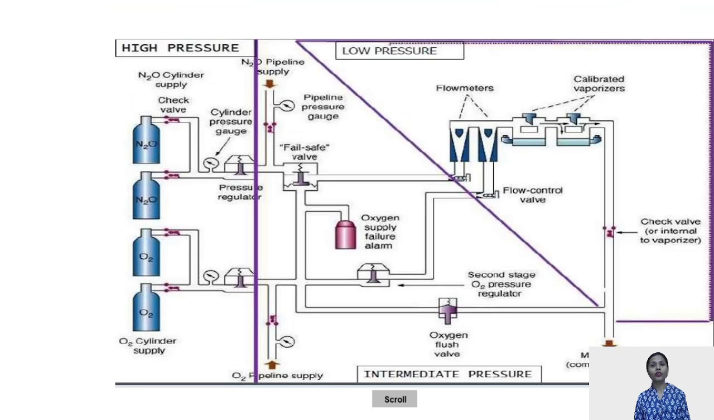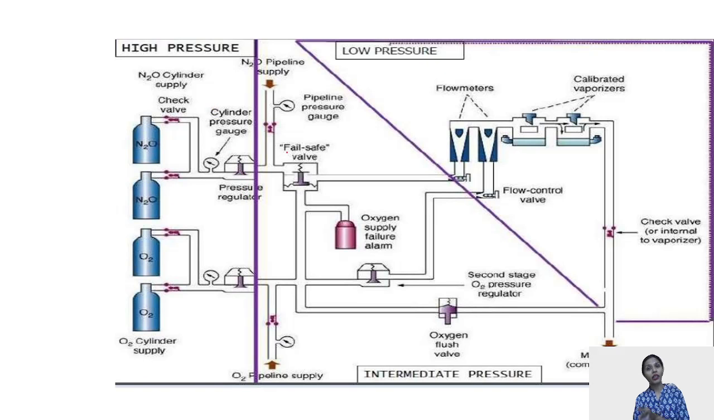Now moving forward to the pneumatic components. In the high pressure system we had studied that we have cylinders, then we have unidirectional check valves, we have Bourdon type of pressure gauges, and finally the first stage pressure regulators.